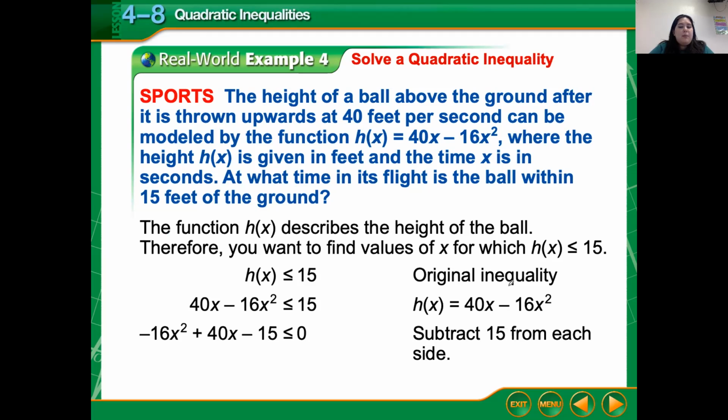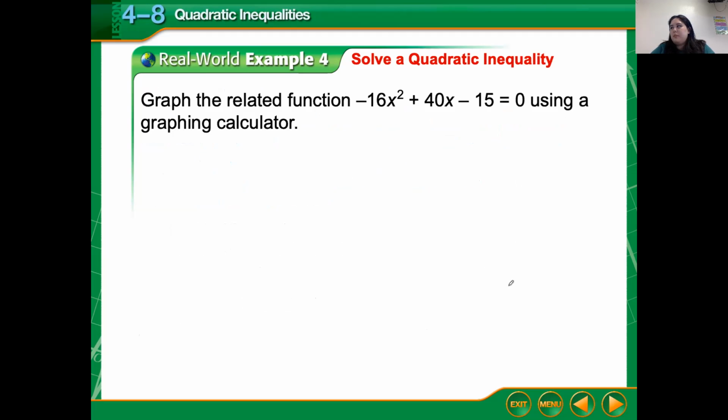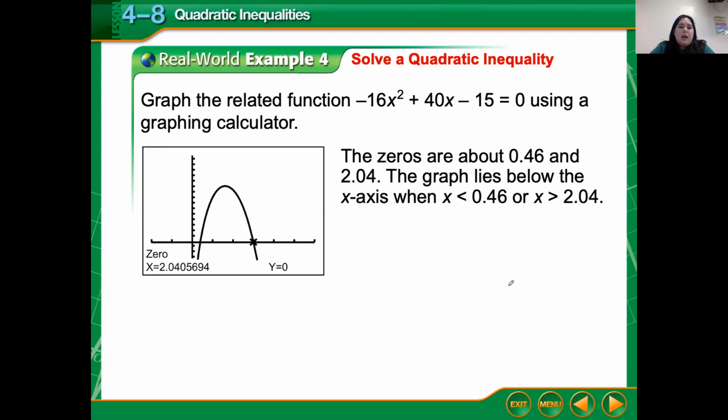So we go ahead and set that up. We're going to start by subtracting 15 from each side so that we can factor or find our roots of the resulting inequality of -16x squared plus 40x minus 15. So we're going to graph that. This would be one you might want to use Desmos on, or your physical calculator. Desmos will automatically mark your intercepts, and they will tend to round to the third decimal. Here we're rounding to the second, so it's between 0.46 and 2.04 seconds where our roots are.